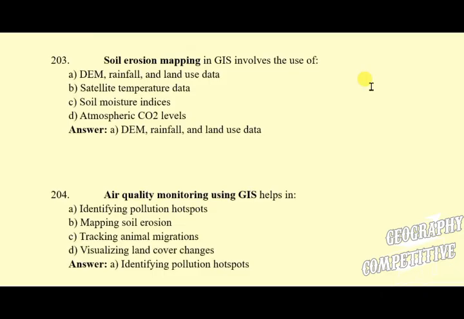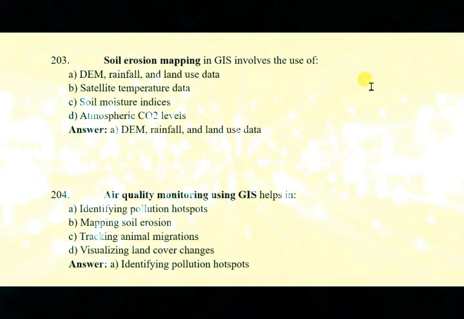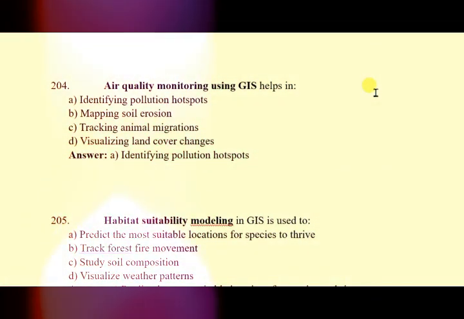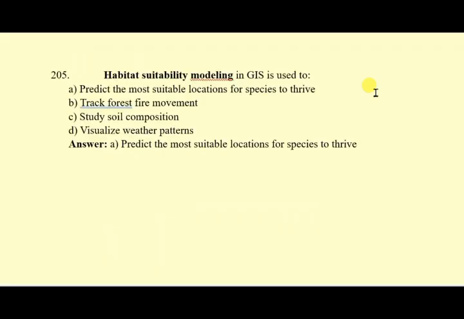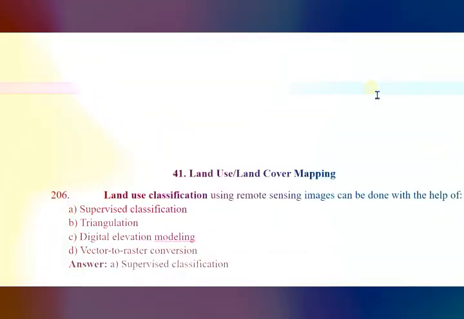Question 203. Soil erosion mapping in GIS involves the use of DEM, rainfall and land use data, satellite temperature data, soil moisture indices, atmospheric CO2 levels. Here the right answer will be DEM, rainfall and land use data. Question 204. Air quality monitoring using GIS helps in identifying pollution hotspots, mapping soil erosion, tracking animal migrations, visualizing land cover changes. Here the right answer will be identifying pollution hotspots. Question 205. Habitat suitability modeling in GIS is used to predict the most suitable locations for species to thrive, track forest fire movement, study soil composition, visualize weather patterns. The right answer will be predict the most suitable locations for species to thrive.